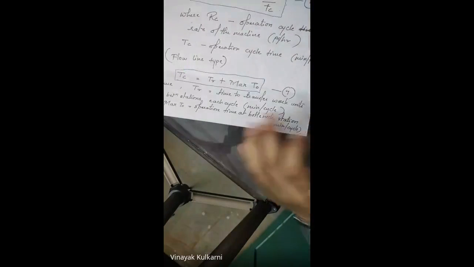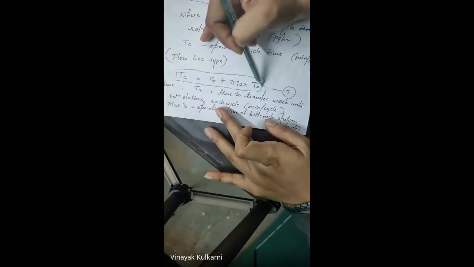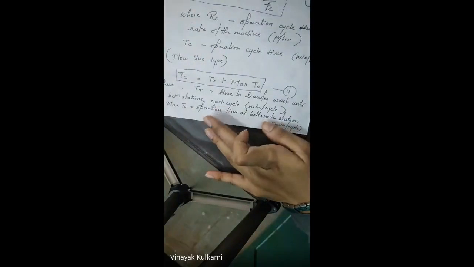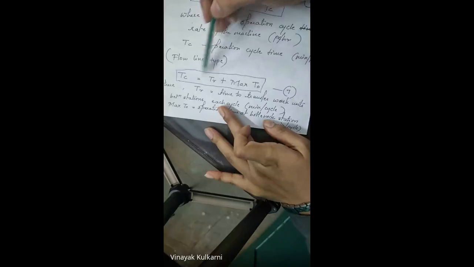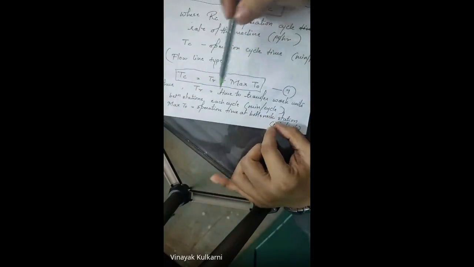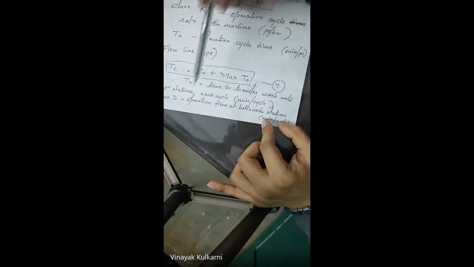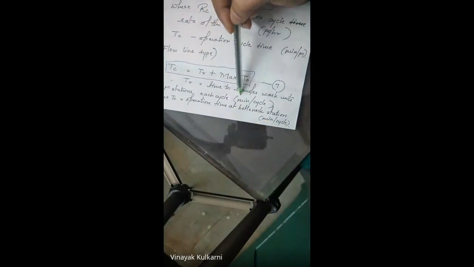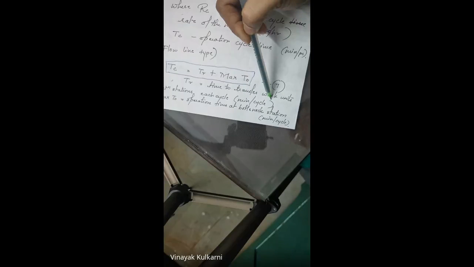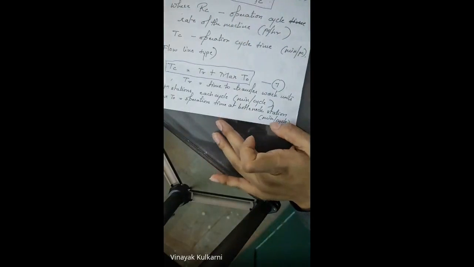Therefore, in order to get the RP equation, first we'll be finding the TC equation. It is given by TC equals TR plus maximum T naught, where TR is the time to transfer the work part between stations, given in minutes per cycle, and maximum T naught is the operation time at the bottleneck station.